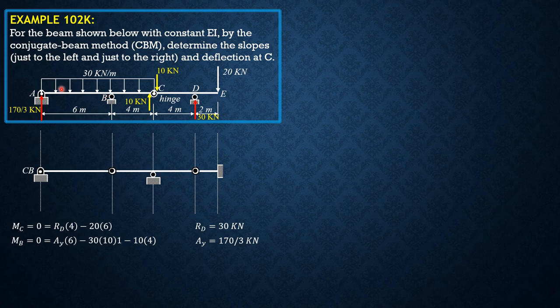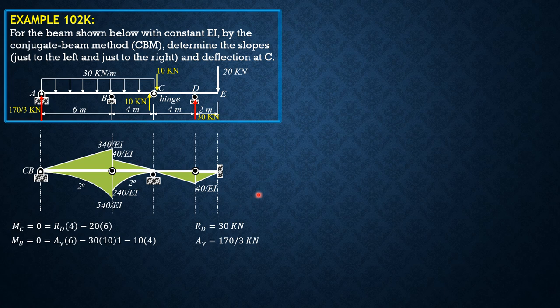Since we select B as our moment center, the moment of the 30 kilonewton load is 30 times 6 times 3. This is second degree. And the value here is 30 times 6 times 3, which is 540 over EI. Then the moment due to the reaction, 170 over 3 times 6, is equal to 340 over EI. Moment of this uniform load about B: 30 times 4 times 2, 240, second degree, 240 over EI. Then 10 times 4, we have 40 over EI here. Then at D, 10 times 4 is 40 over EI, negative, then 20 times 2 is 40 over EI also, triangle. So that's the figure.